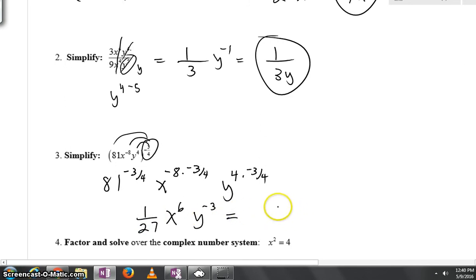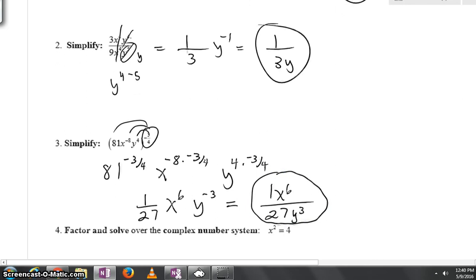Let's just clean this up a little bit. We know x to the 6 is up on top. You could put a 1 out in front of it or not. That y to the third has to come down. And here you have your final answer.